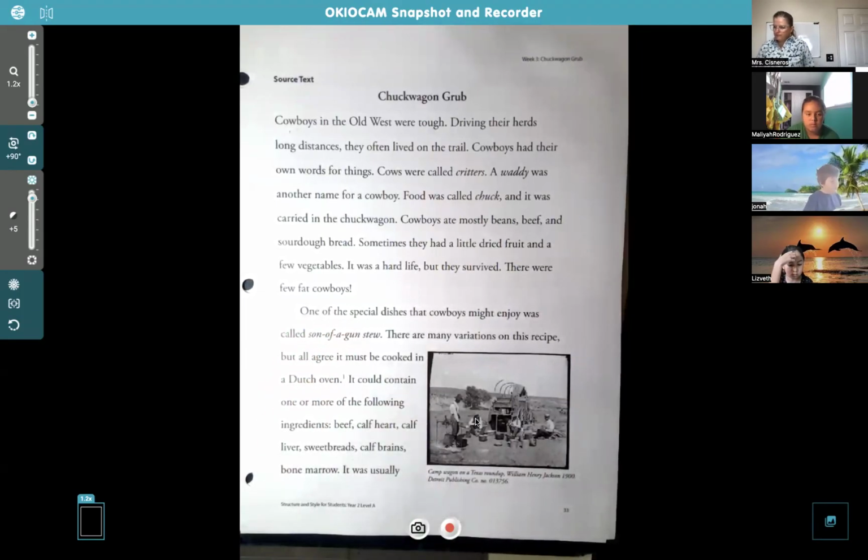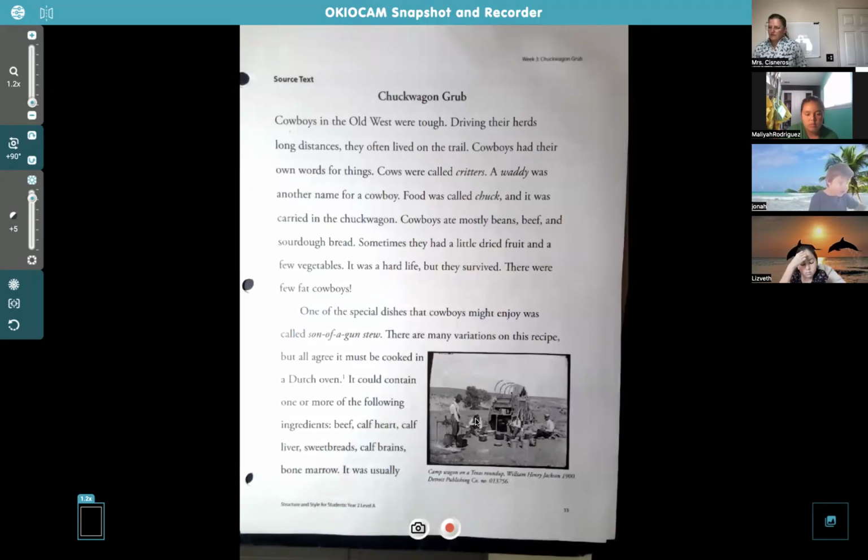One of the special dishes that cowboys might enjoy was called son of a gun stew. There are many variations on this recipe, but all agree it must be cooked in a Dutch oven.